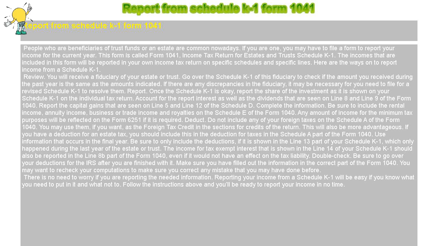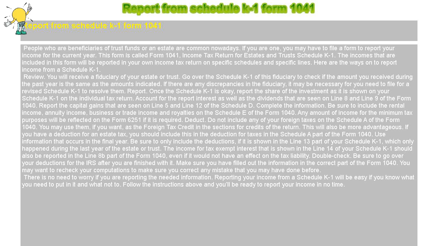Complete the information. Be sure to include the rental income, annuity income, business or trade income and royalties on the Schedule E of the Form 1040. Any amount of income for the minimum tax purposes will be reflected on the Form 6251 if it is required.